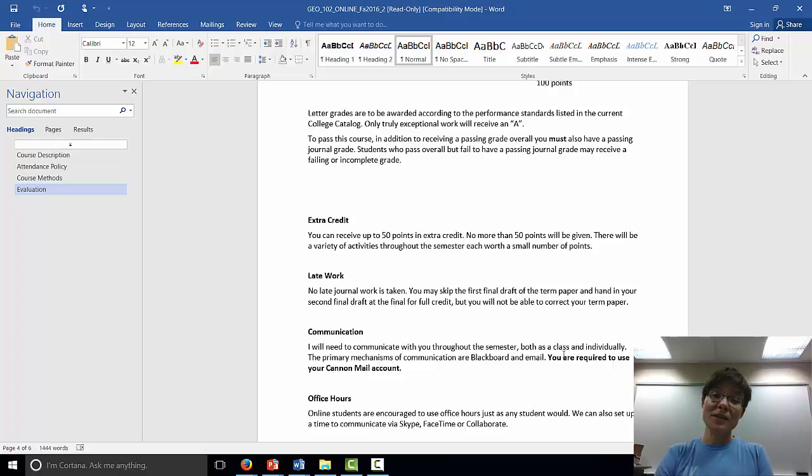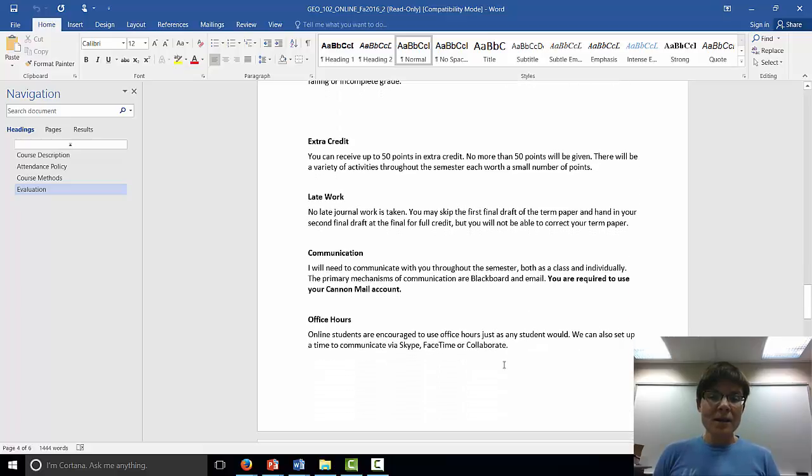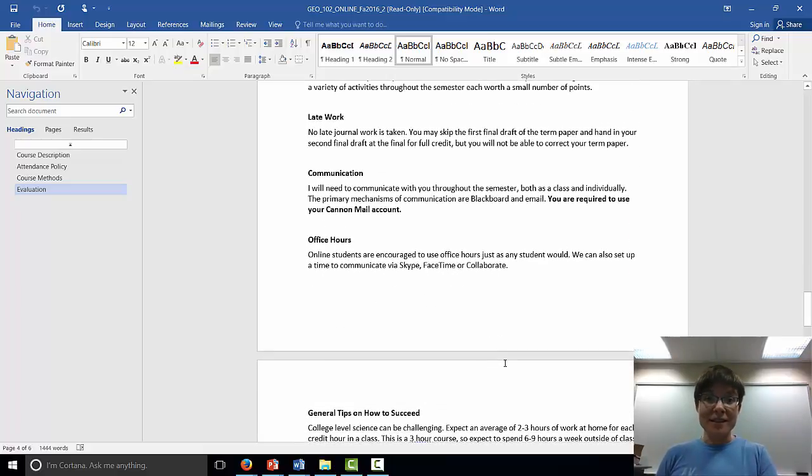So late work, I don't accept late journals. That's because it's a group work thing, and if you're not working with your group, if you're not helping your group achieve, then you don't deserve, you can't get credit for that. It's part of being responsible for your group. It's okay to turn in the term paper late, but you won't be able to edit it and resubmit it. And the details of that are actually listed in the syllabus.